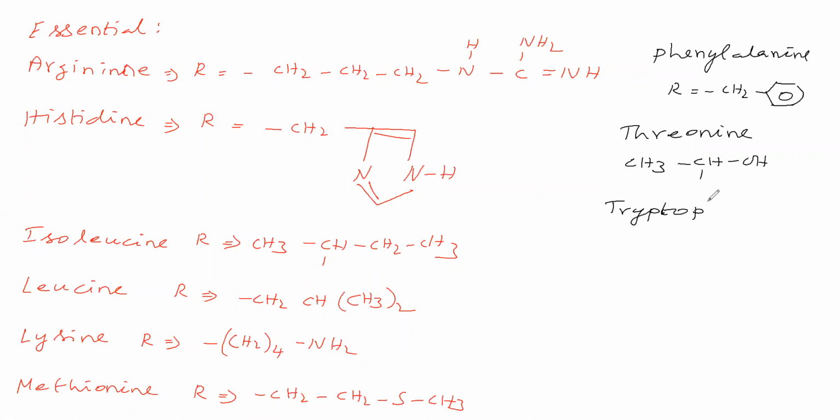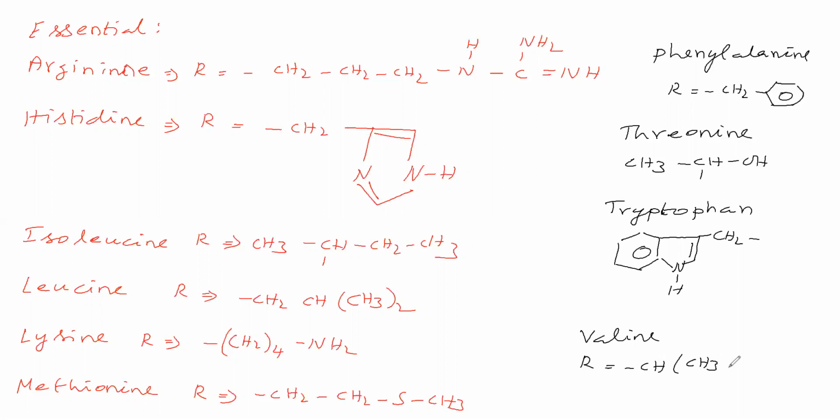Next, tryptophan. Here the formula is a phenyl ring and a 5-membered ring with an NH, and CH2 attached by a single bond like this. It is tryptophan. Next, valine. The R group of valine is CH3 twice, that means an isopropyl group.